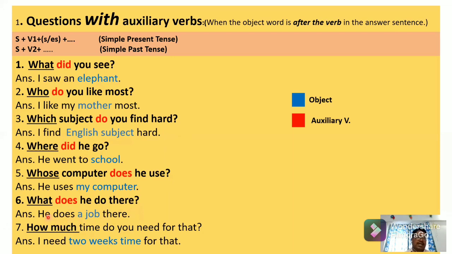Here in the answer sentence, does is a main verb. It is functioning as a main verb, not as a helping verb, correct? When there are two verbs in a sentence, that time the first verb functions as a helping verb and the second verb functions as a main verb. And when there is only one verb in a sentence, it functions as a main verb, right? So in this answer sentence, there is only one verb, and that is does, and it is playing a role of main verb and not as a helping verb.